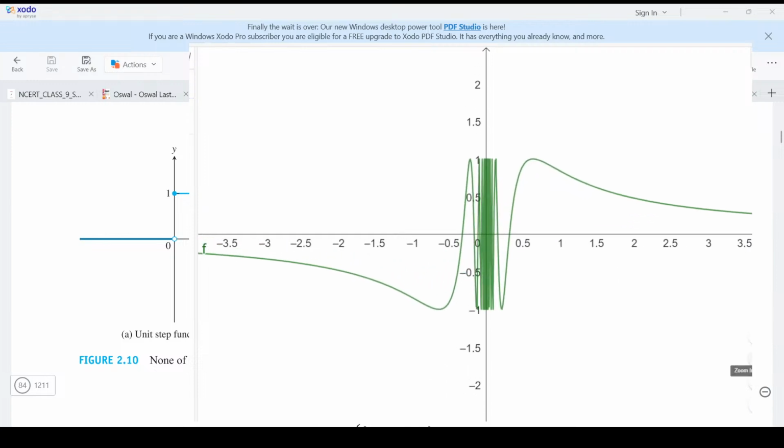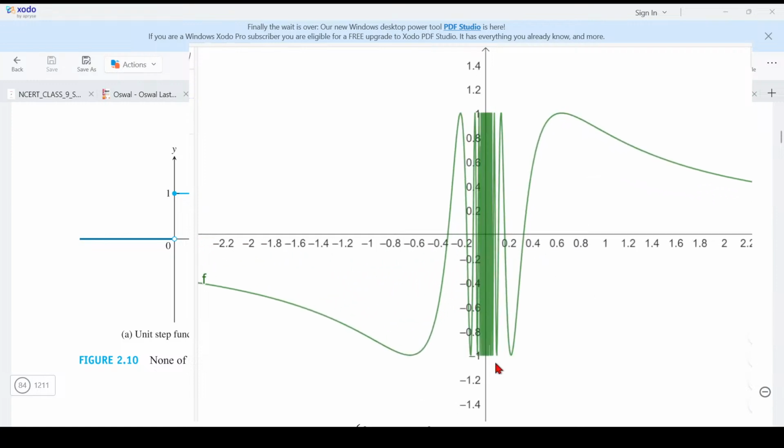But when x is getting closer to 0, what is happening? This is fluctuating a lot. Why is it fluctuating a lot? Because, say for example, 1 by 0.4 is some number. 1 by 0.2 is a much bigger number, right? 1 by 0.1 becomes 10. 1 by 0.01 becomes 100. So a small change is amplifying this graph multiple times.